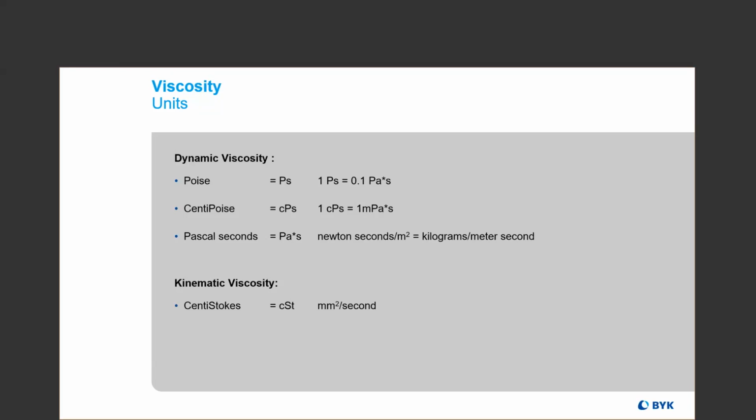Now for kinematic viscosity, that's given in units of stokes or centistokes, where a centistoke is a millimeter squared per second, and a stoke can be expressed as a centimeter squared per second, or a poise centimeter cubed per gram. So remember, we're taking the dynamic viscosity and dividing it by the density.